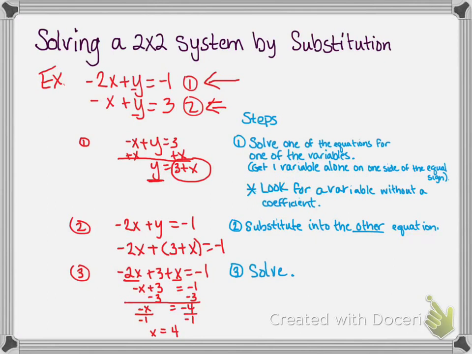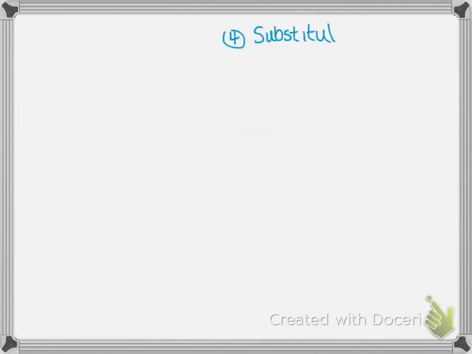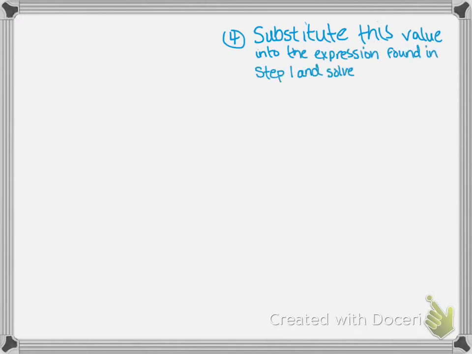I have my x value, now I need to find my y value. Substitute this value that we just found, x equals 4, into the expression found in step 1 and solve. So in step 1, we had the expression y equals 3 plus x. I'm going to substitute the 4 in for x, so y equals 3 plus 4, or y equals 7.